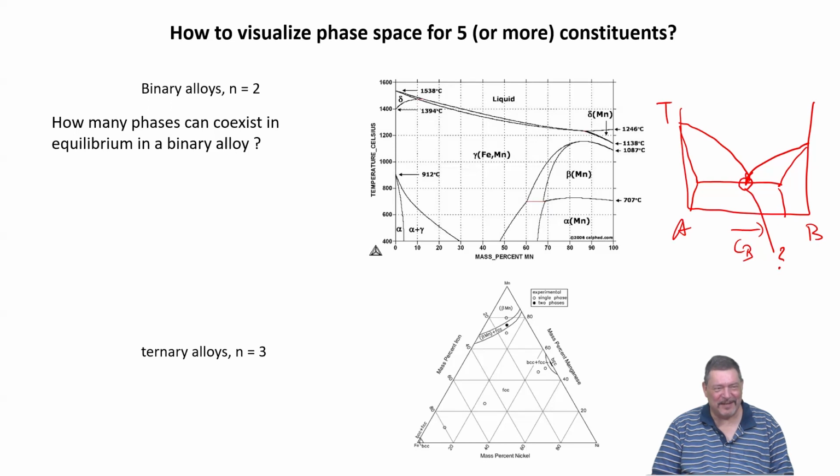Yes, liquid plus the two crystalline phases coexist, but only in one singular mathematically defined point. So it means you cannot vary temperature or composition and still maintain three-phase equilibrium. And this is determined by Gibbs phase rule, right? And this looks like this.